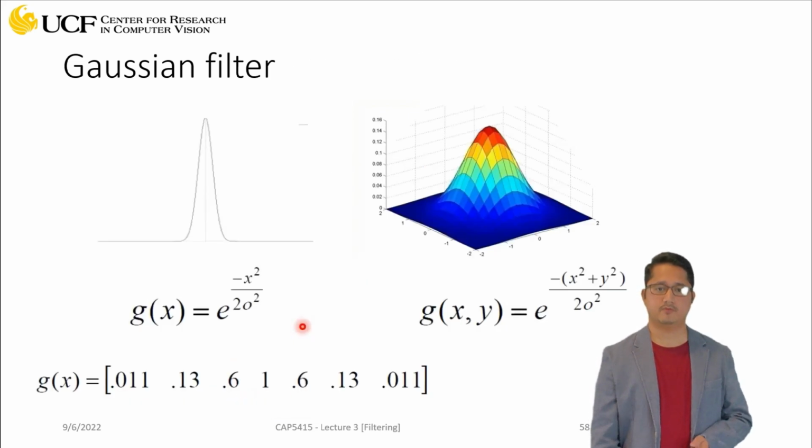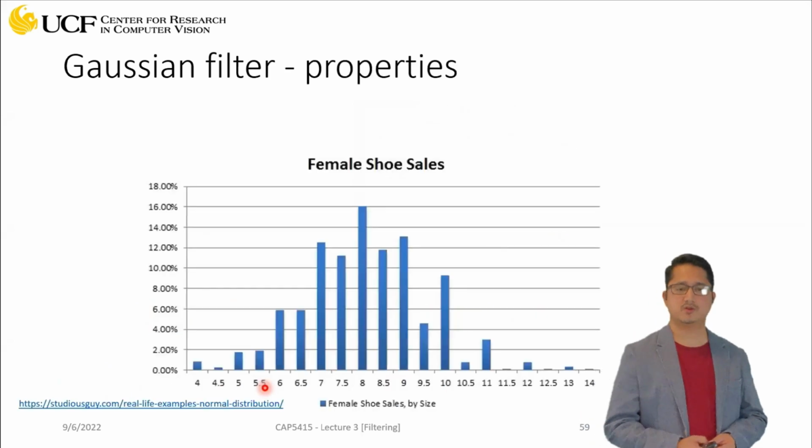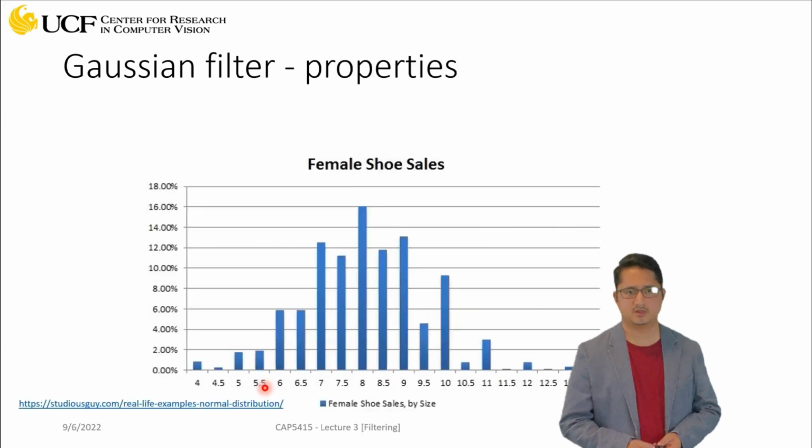Now, similarly, we can form a two-dimensional kernel for Gaussian. Instead of a vector, it will be a matrix. Again, we'll have a very high value at the center, and the values will gradually reduce as we move away from the center. Now, why is Gaussian so important?